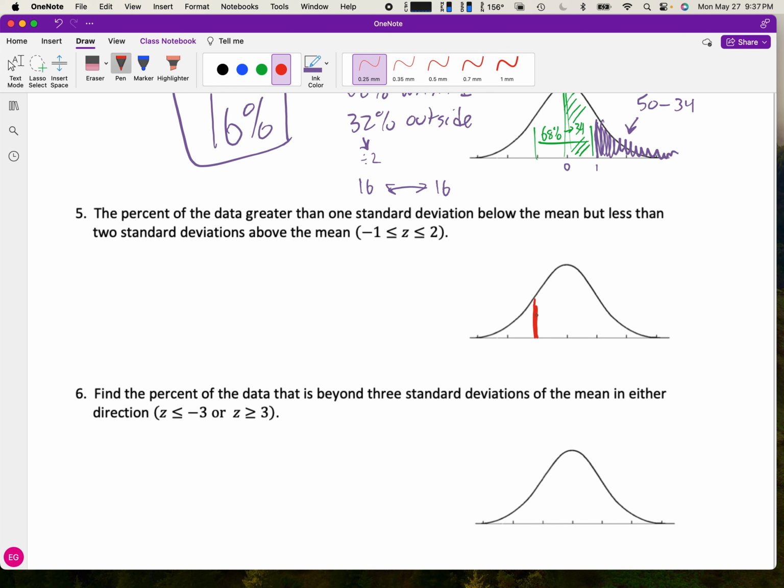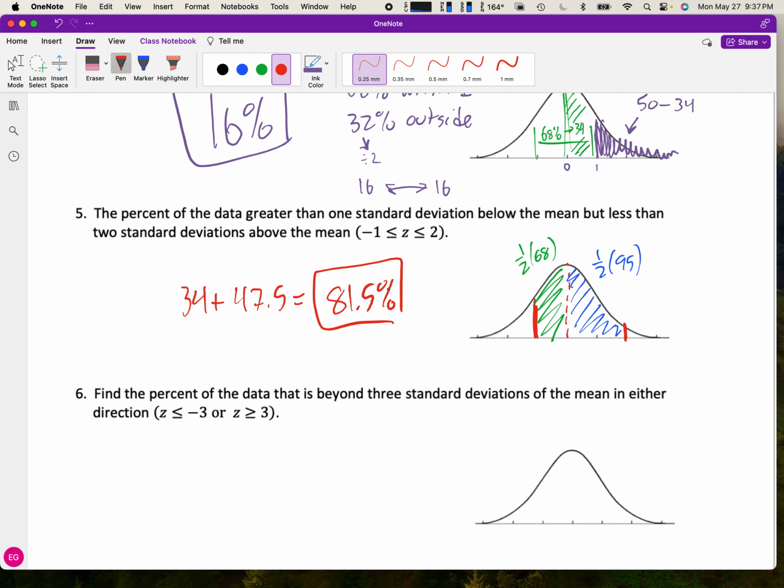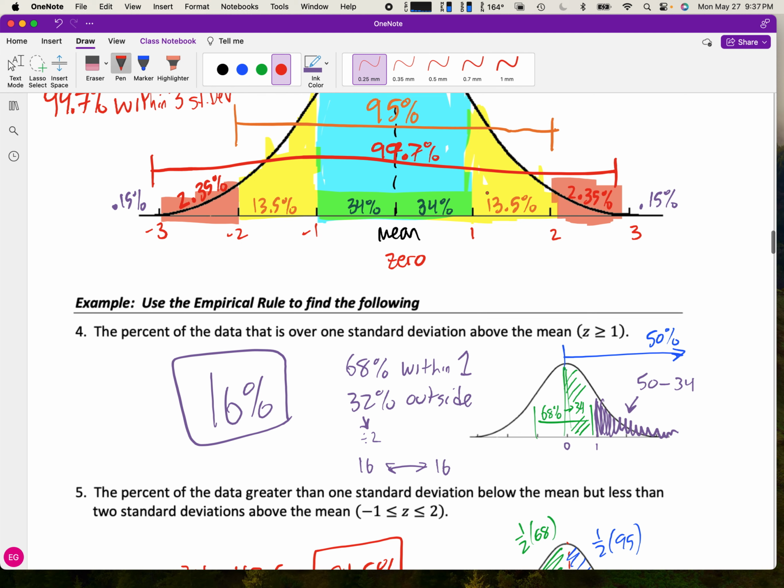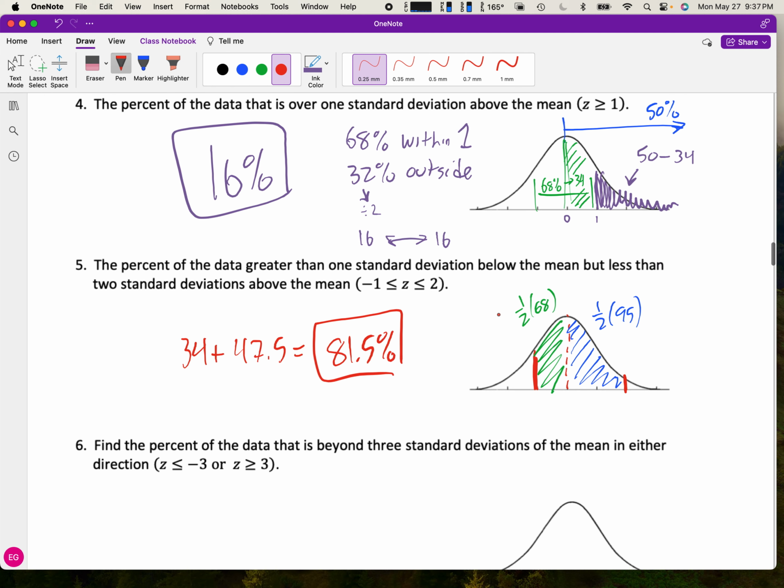All right? So here's -1. Here's 2. That's what we're trying to go between. I'm going to mark off this in the middle here. And I'm going to say, hey, this part right here, that's half of 68 because it's 1/2 of the within 1 standard deviations. This part over here is going 2, but it's also only 1/2. So I'm going to do half of 95. So I do half of 68 is 34, and I do half of 95 is 47.5. Add those together, and we get 81.5%. Now, again, if you wanted to, you could do 34 plus 34 plus 13.5, and it works.